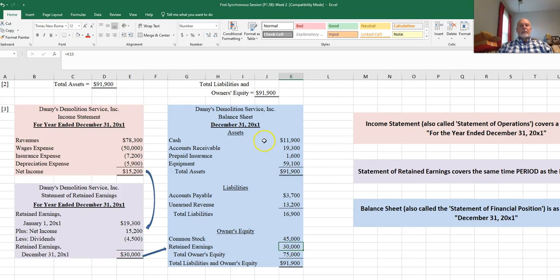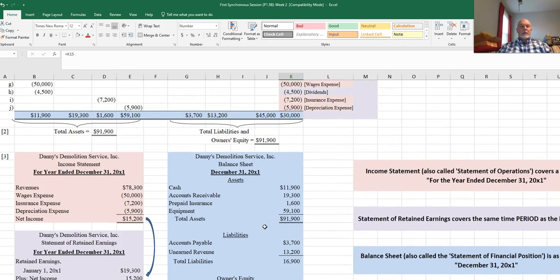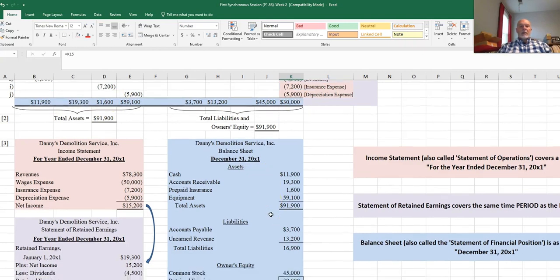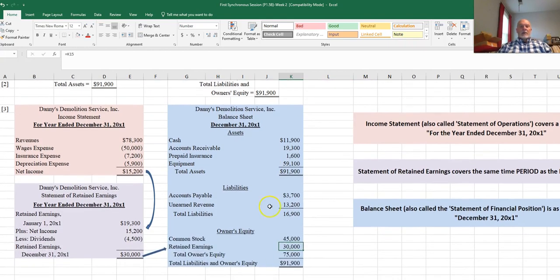The balance sheet is a summary of the accounting equation. So in our example, all of these column totals in the blue, that's the balance sheet. A listing of your assets, and then where'd the money come from? Well, we've got these liabilities and then owner's equity of $45,000 and ending retained earnings of $30,000. So that's the balance sheet.